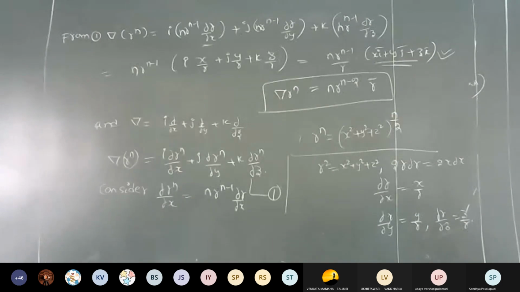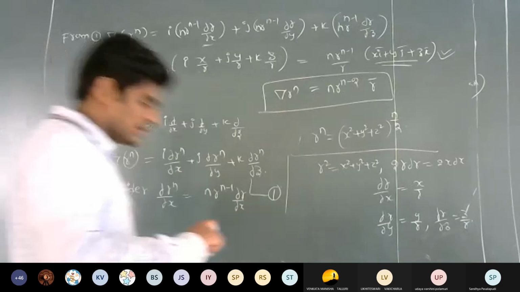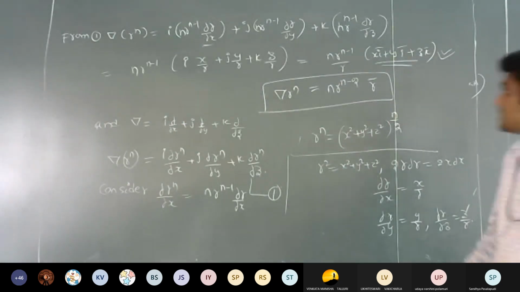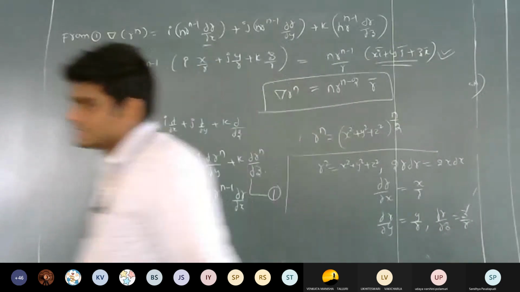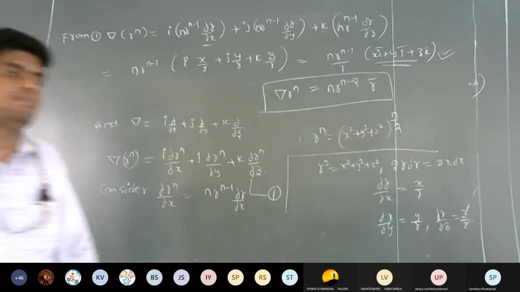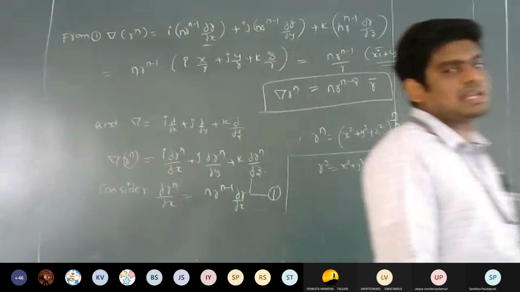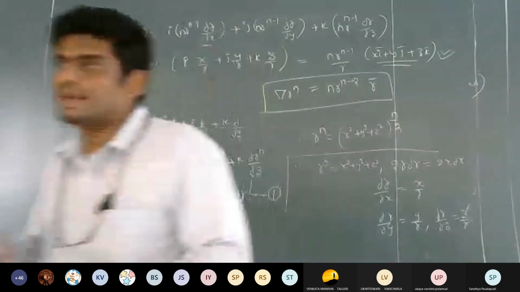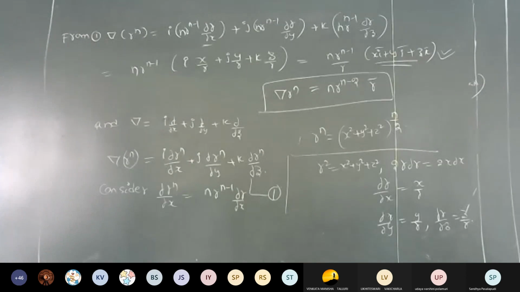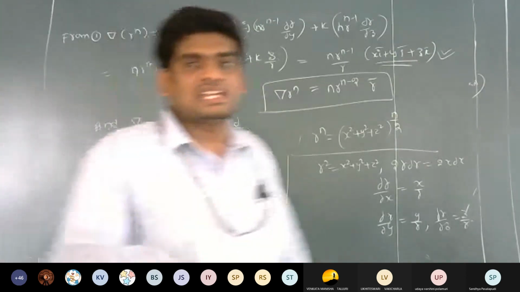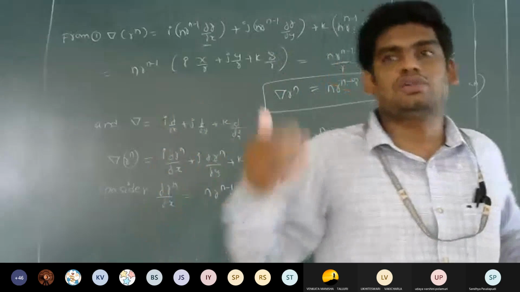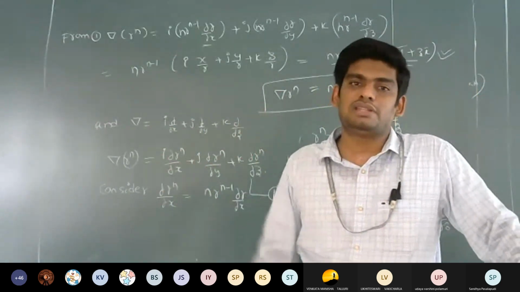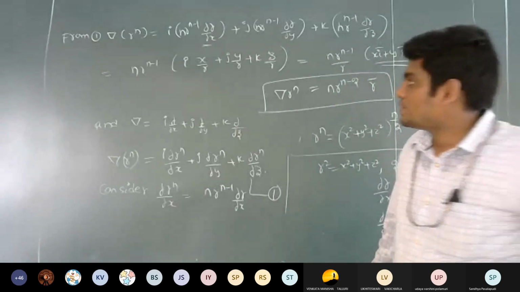So del of r power n is equal to n into r power n minus 2 into r bar. This is the standard result and it is for 5 marks. It is also one of the very important results, and a very easy result also. First you have to write what you know, that means the raw materials to solve the problem. First you note down the raw things, then based on that, you can simplify the problem. It is very easy. Is it clear, everyone?